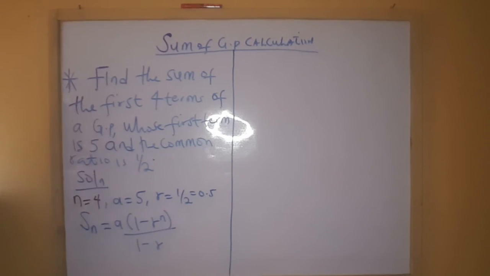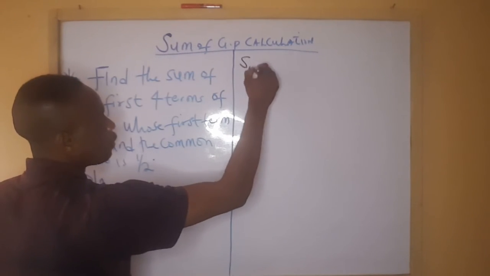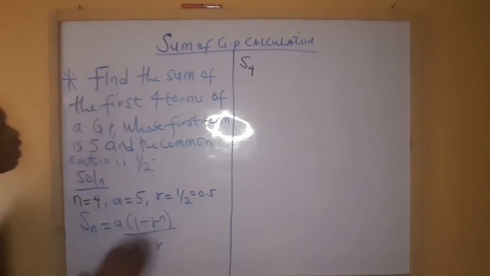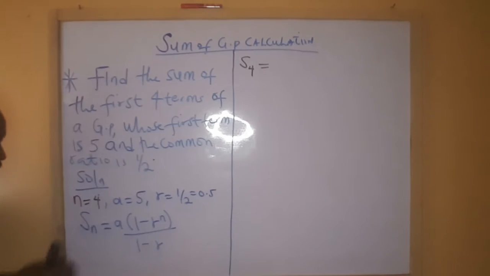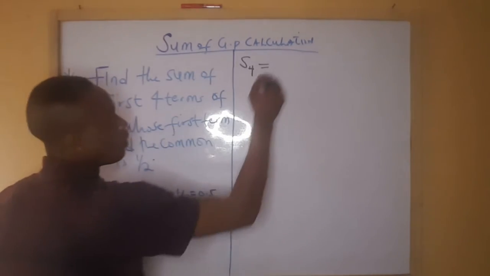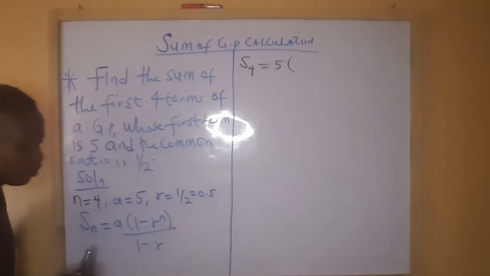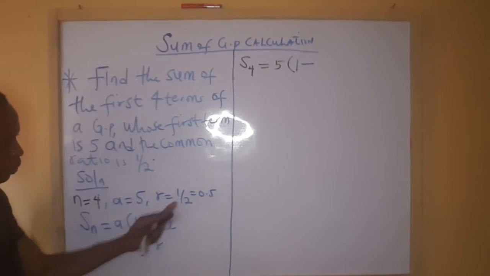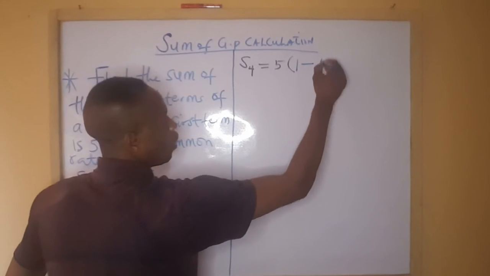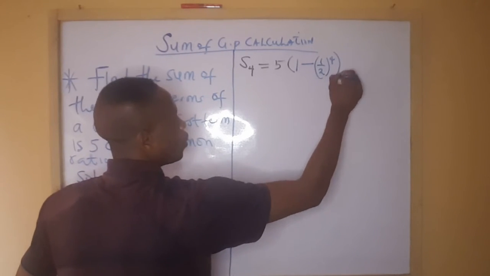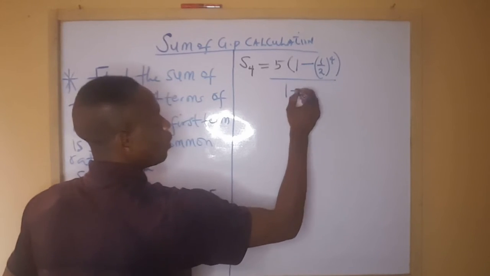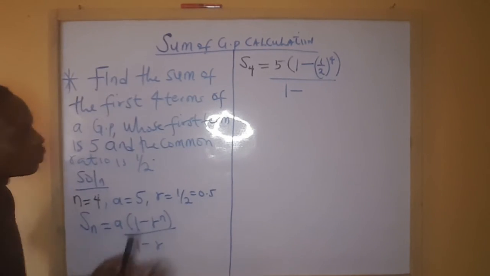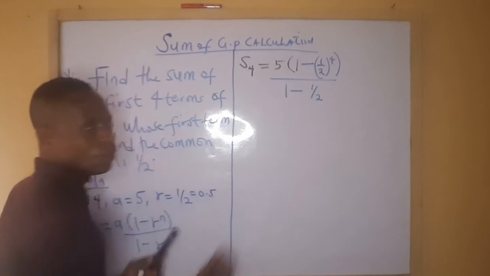So we are going to use this formula: Sn equals a into bracket 1 minus r raised to power n, all over 1 minus r, because the r there is less than 1. So if I replace all these parameters back into this formula, I'm going to have S4 equals, then my a, which is representing 5 here, 5 into brackets 1 minus r, which is 1 over 2, all raised to power 4, close the bracket, all over 1 minus, then my r again is simply 1 over 2.